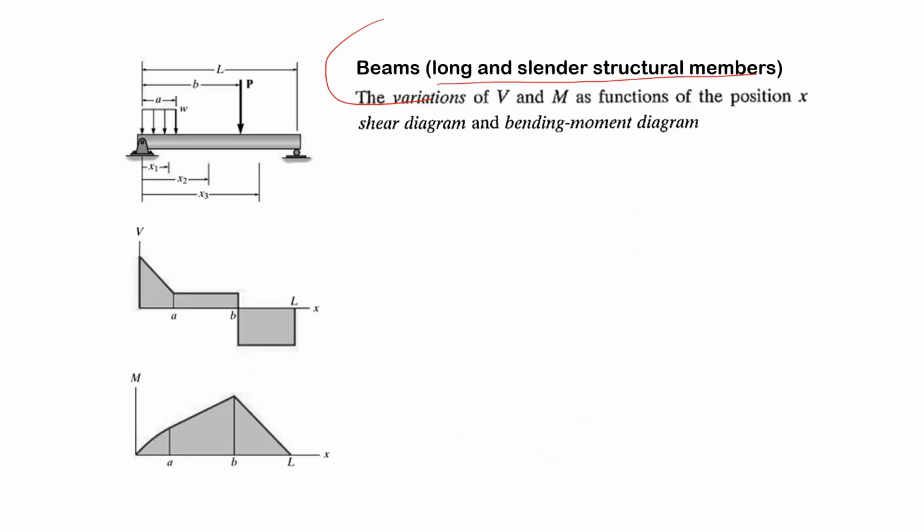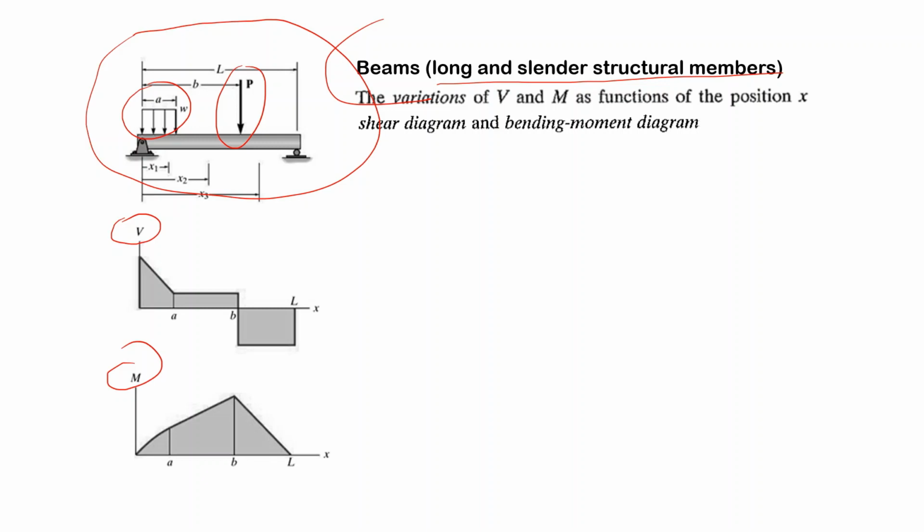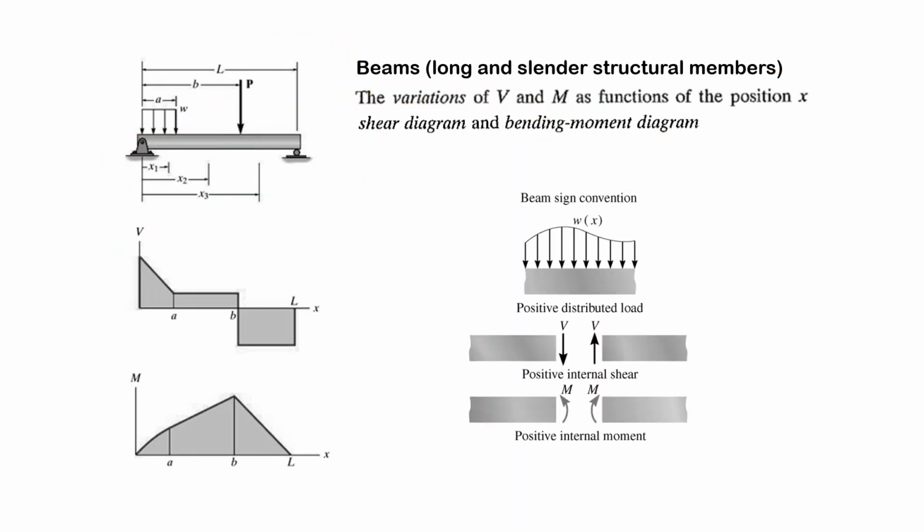Beams are long and slender structural members in engineering, and if you have a loading on a beam, like distributed and single forces, well, these will cause shear forces and bending moments, and the variations of the shear force and the bending moment are given by shear and bending moment diagrams. Let us discuss first the sign convention.